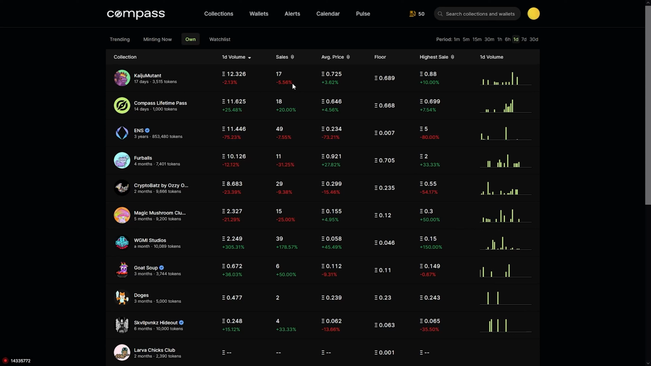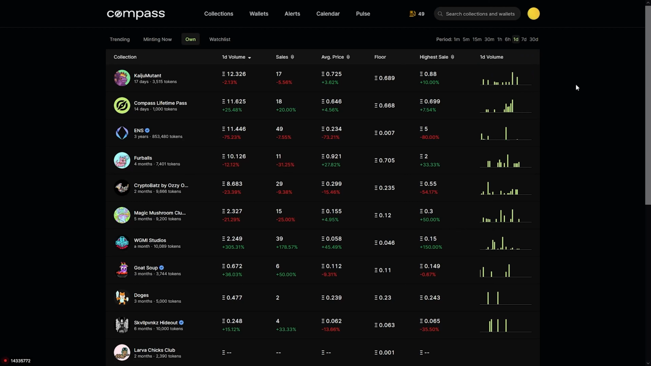This will show you the amount of sales that have happened in the collection during the period you have selected. This will tell you the average price of each NFT sold in the collection during the period. This is the current floor price of the collection, and this is the highest sale that has happened during the period you have selected. And lastly is a little bar graph that shows volume distribution over the period you have selected. And so that's everything the own section on Compass does.